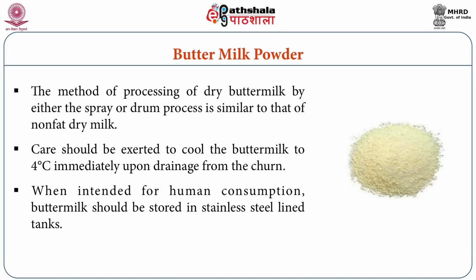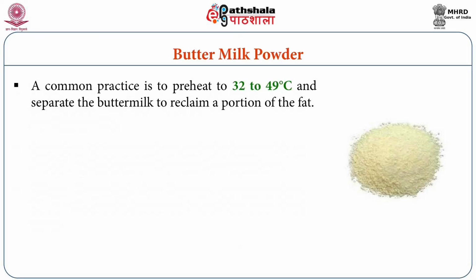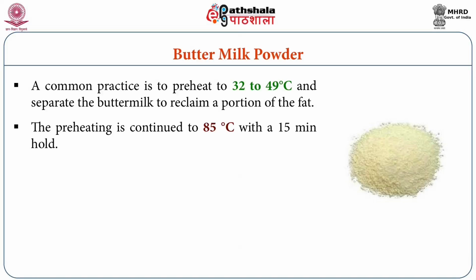When intended for human consumption, buttermilk should be stored in stainless steel lined tanks. A common practice is to preheat to 32 to 49 degrees Celsius and separate the buttermilk to reclaim a portion of fat. Since buttermilk will also have some fine butter granules, the buttermilk is preheated and at this temperature, 32 to 49 degrees Celsius, the fat will be in liquid state and it will be easy to separate them out. The preheating is then continued to 85 degrees Celsius with a 15-minute hold to pasteurize the buttermilk.